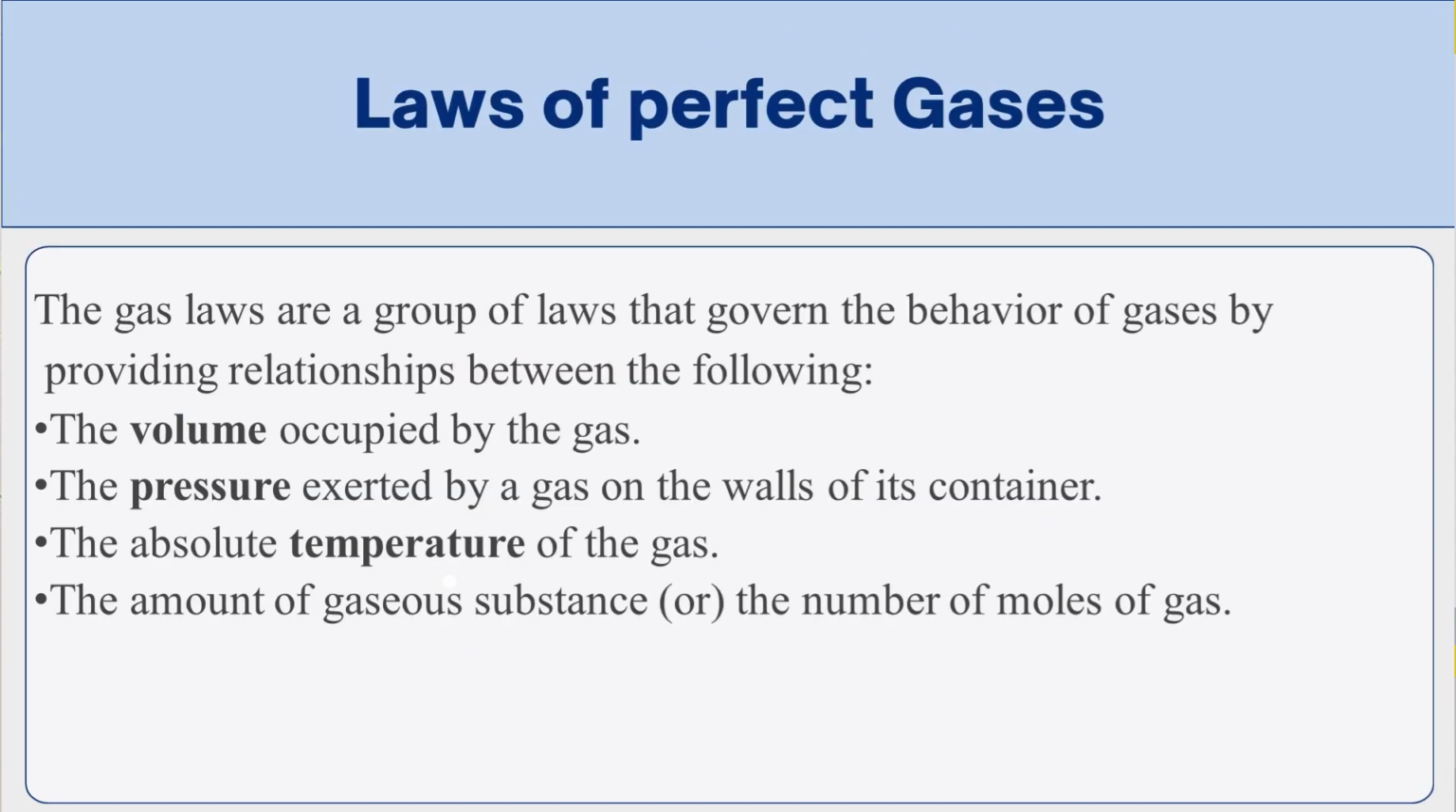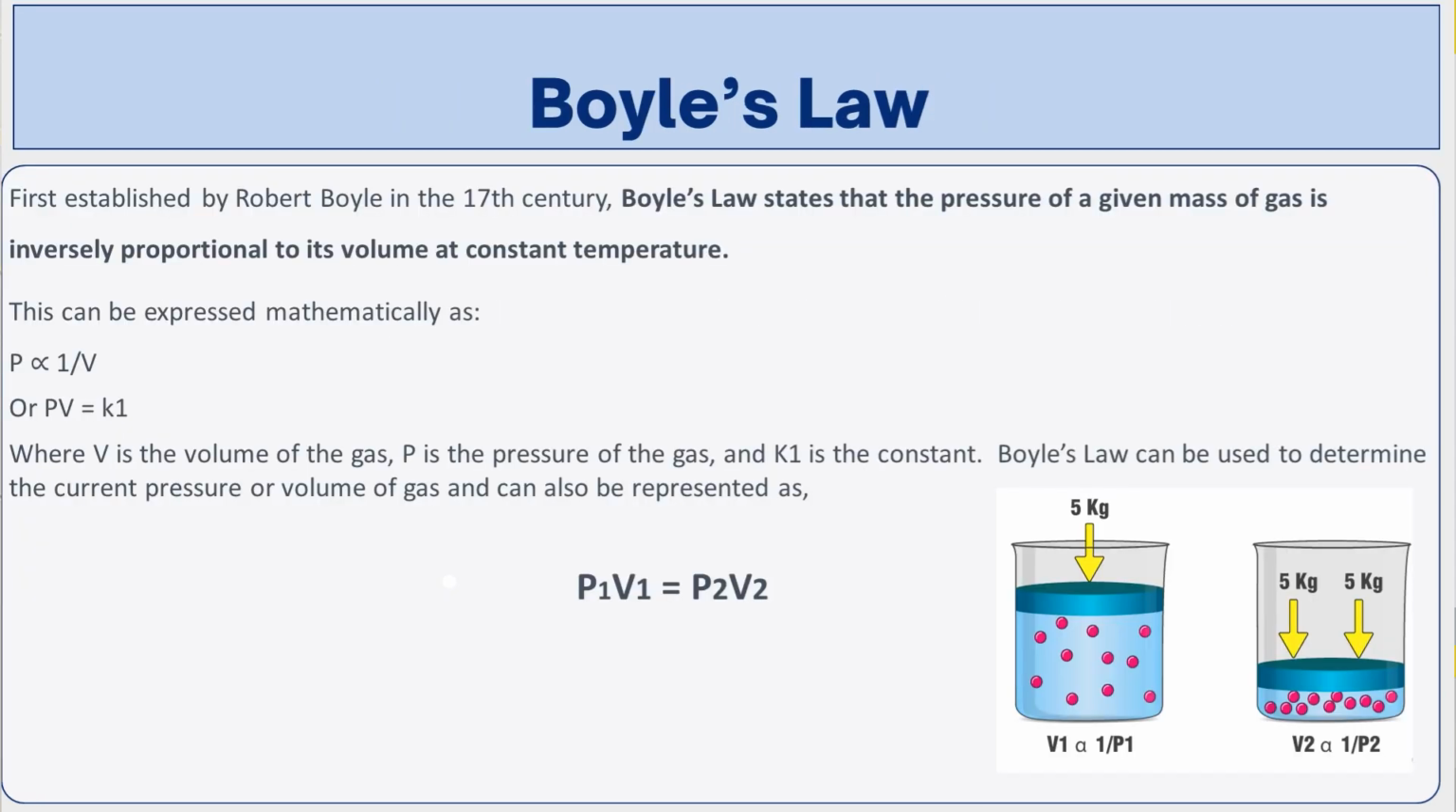Now let us discuss the laws of perfect gases. The gas laws are a group of laws that govern the behavior of gases by providing the relationship between volume, pressure and temperature. Now let us discuss them one by one. The first law is Boyle's law. It was first established by Robert Boyle, and this law states that the pressure of a given mass of gas is inversely proportional to its volume at constant temperature.